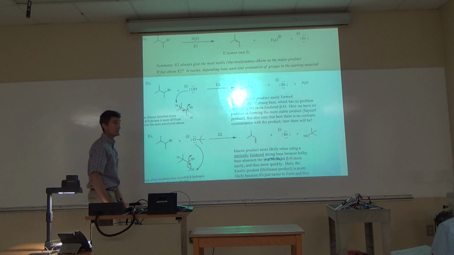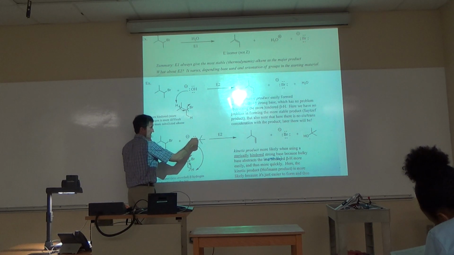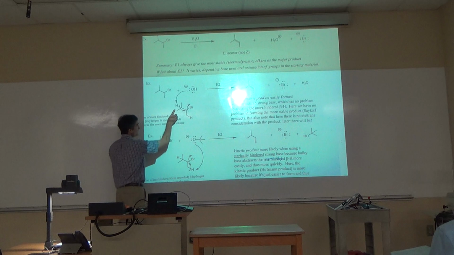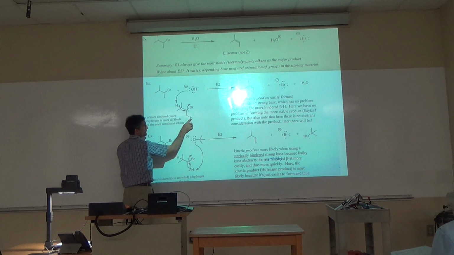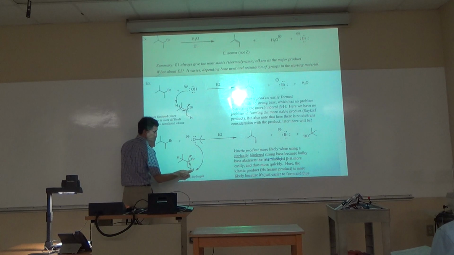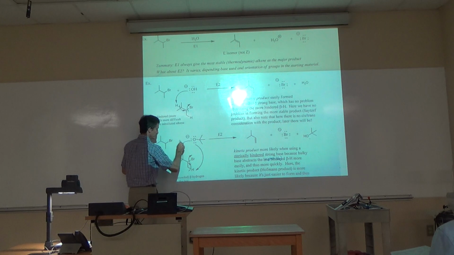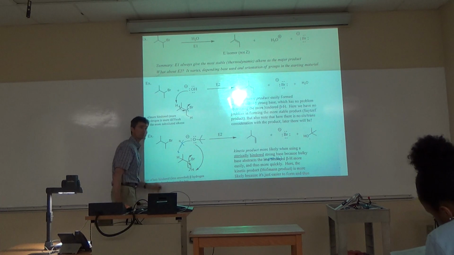Very good. This is a more sterically hindered base. It's going to have trouble taking this H, because this H is kind of between two methyl groups. It's more buried. It's more sterically hindered. This H is more open. There's only one alkyl group there. This H is more accessible. The sterically hindered base has trouble taking this one. Instead, it takes the more accessible H.